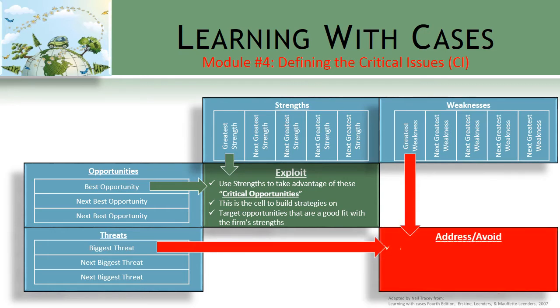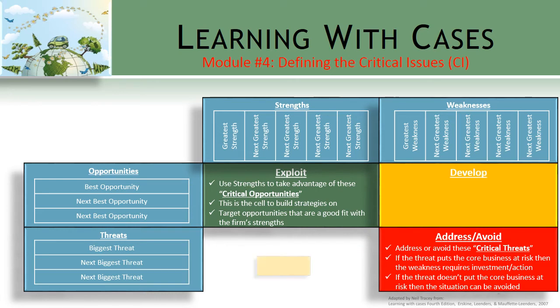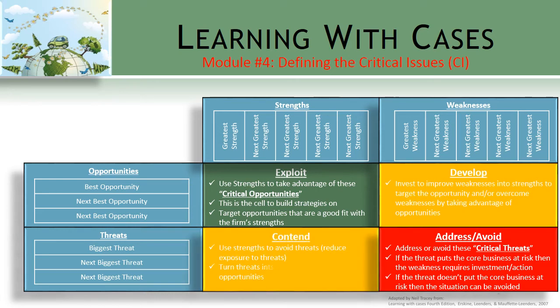We continue the process by attempting to match our greatest weaknesses with the biggest threats in the external environment. These critical threats must be addressed or avoided in order for the organization to survive. We round off our SWOT analysis by identifying strategies and tactics to develop weaknesses in order to take advantage of opportunities and to utilize our strengths to contend with the threats that we face in the external marketing environment.